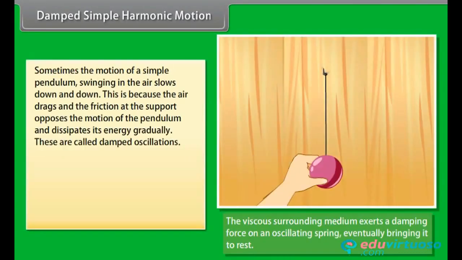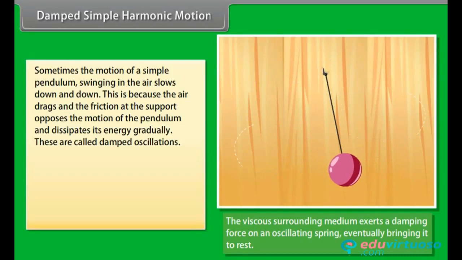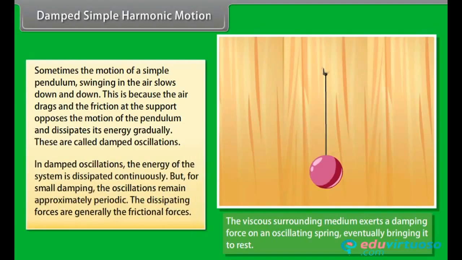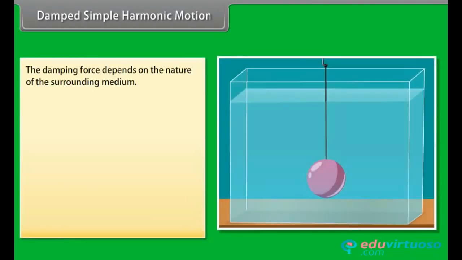Damped simple harmonic motion. Sometimes the motion of a simple pendulum swinging in the air slows down and down. This is because the air drag and the friction at the support oppose the motion of the pendulum and dissipate its energy gradually. These are called damped oscillations. In damped oscillation, the energy of the system is dissipated continuously, but for small damping, the oscillations remain approximately periodic. The dissipating forces are generally the frictional forces. The damping force depends on the nature of the surrounding medium.